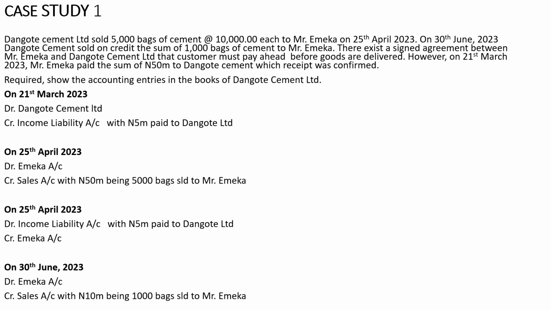Because under IFRS 15, the standard states that you recognize revenue when the performance obligation has been met. The performance obligation here is that Dangote Limited has delivered 5,000 bags to Mr. Emeka. Even though Dangote Limited may not have received money, or may have received money, the rule of engagement is that once performance obligation is met, you record revenue for that point in time. So on the 25th of April, we debit Emeka, credit sales account in the books of Dangote Cement Limited.